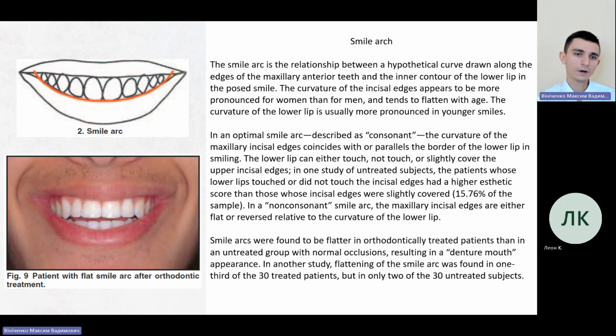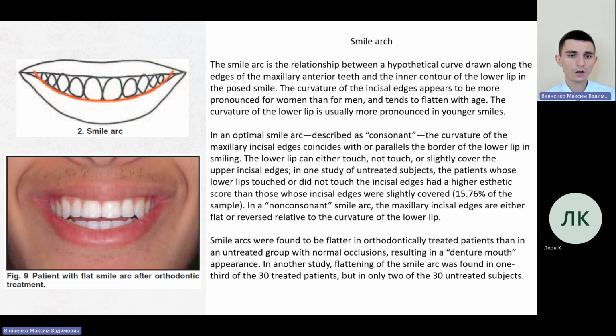Smile arch. The smile arch is the relationship between a hypothetical curve drawn along the edges of the maxillary anterior teeth and the inner contour of the lower lip in the posed smile. The curvature of the incisal edge appears to be more pronounced for women than for men and tends to flatten with age. The curvature of the lower lip is usually more pronounced in younger smiles.